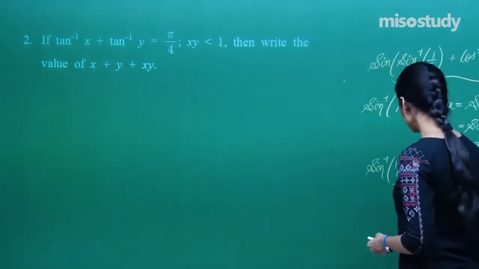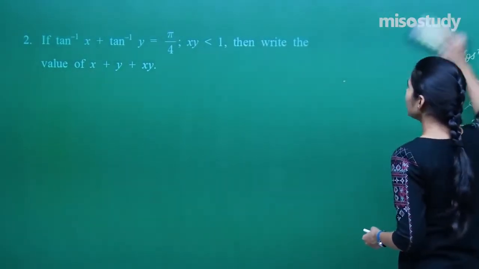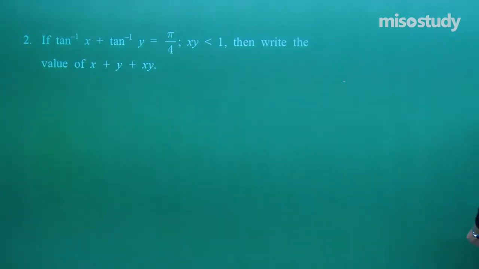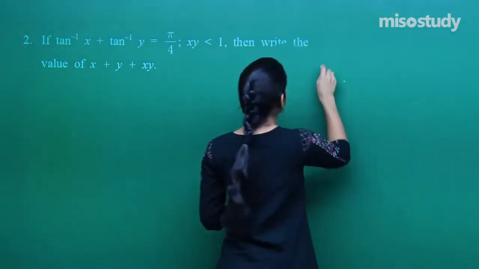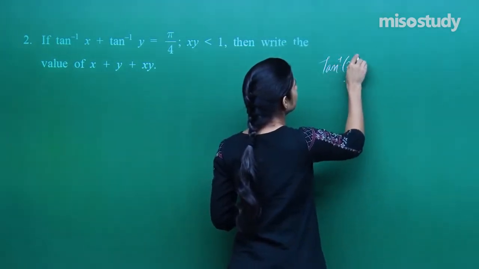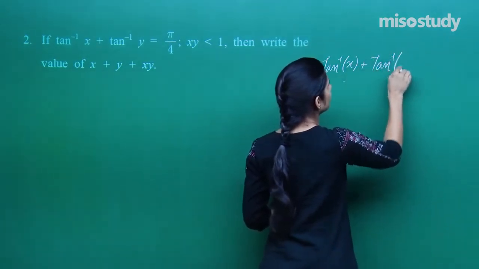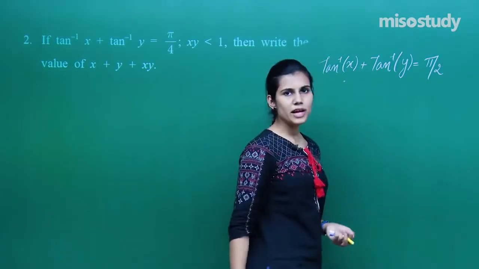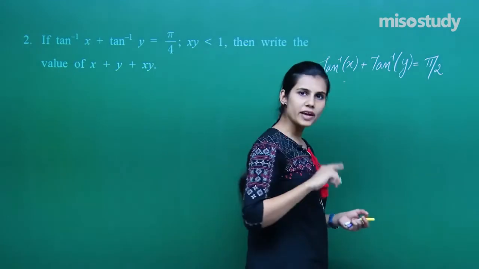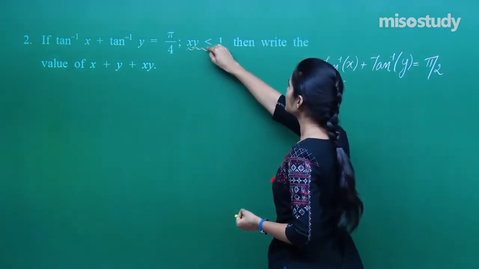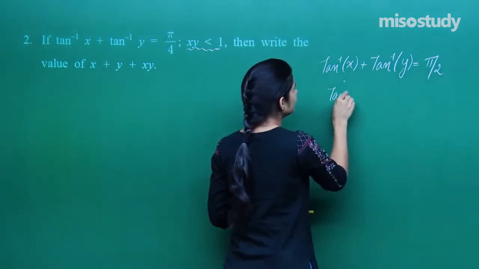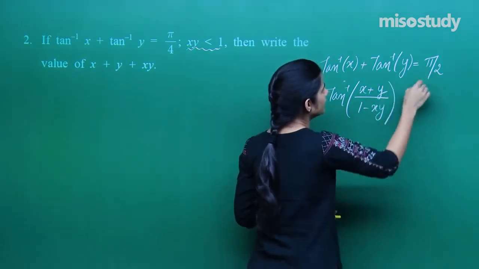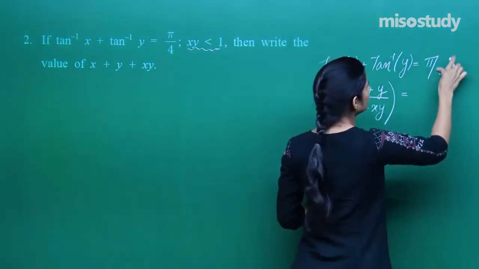Second says if tan inverse x plus tan inverse y is pi by 4 and xy is given to you as less than 1, write the value of x plus y plus xy. Okay. So you are given that tan inverse x plus tan inverse y is pi by 4. Now the obvious next step is to apply the formula of tan inverse x plus tan inverse y, but for that we need the condition of x into y. It is given that x into y is less than 1, so clearly I will be applying tan inverse x plus tan inverse y is tan inverse of x plus y upon 1 minus xy. This is equal to pi by 4.